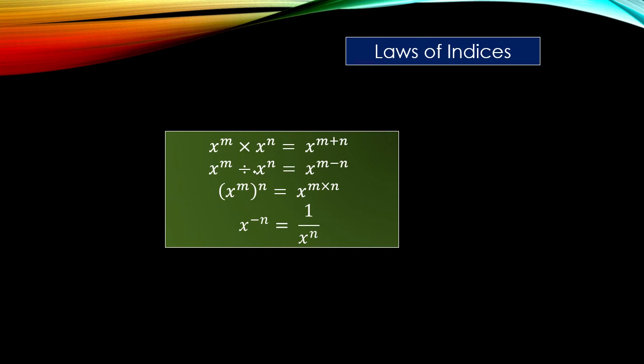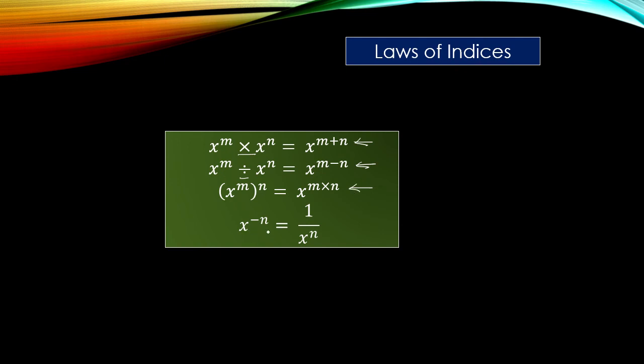The first law says that whenever two numbers are in multiplication, we have to find the sum of the indices. Whenever the numbers are in division, we have to find the difference of indices. Now the third law: if a number is raised to a power and the whole is raised to another power, we have to find the multiplication of indices.